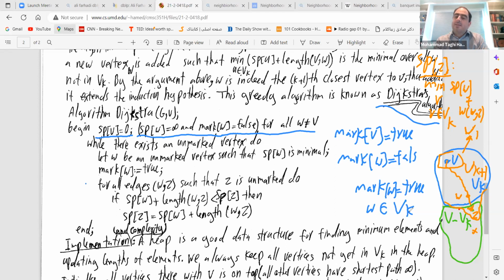So for all vertices that are in V_K, and this K increases, so K becomes K plus 1, etc., we are just making sure that the mark of W is equal to true. And for everything else would be 0. So here, actually, the mark of V is also equal to true. Again, this is the basis of induction. In this case, V1 has only vertex V in it.